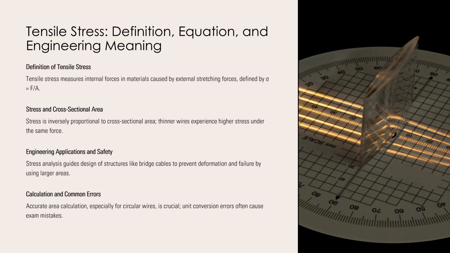It is defined by the equation sigma equals F over A, where F is the applied force and A is the cross-sectional area. This relationship explains why thin wires experience greater stress than thick ones under the same load. In engineering, stress is a critical parameter because excessive stress can cause permanent deformation or fracture. For example, steel suspension cables on bridges are designed with large cross-sectional areas to reduce stress and increase safety.